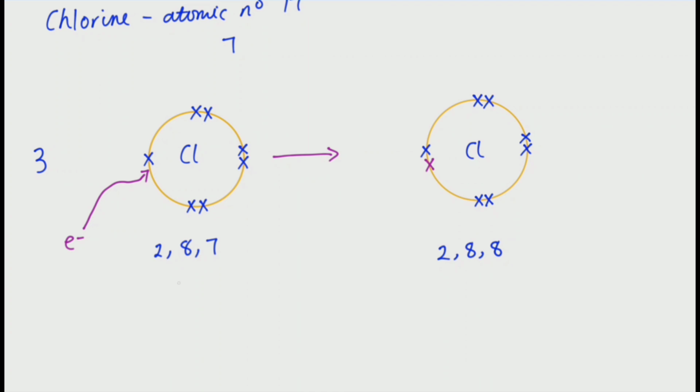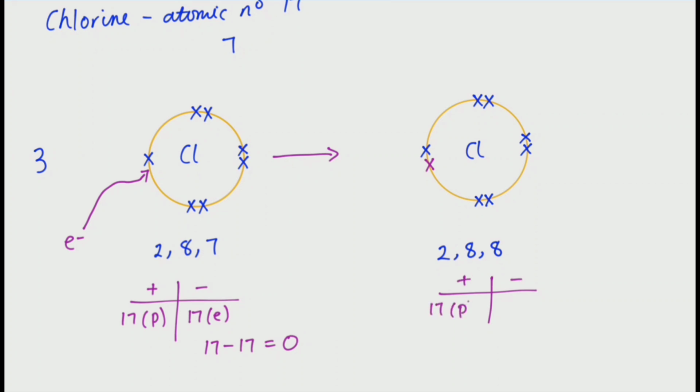That's what we wanted. Now counting the charges again. So in the chlorine atom, we will have 17 positive charges from the protons and 17 negative charges from the electrons. So 17 take away 17 will give you a charge of 0. And counting the charges on this new particle, it will have 17 positive charges from the 17 protons, because we haven't gained or lost a proton. But this time we will have 18 negative charges. So 17 take away 18 will give you a charge of -1.